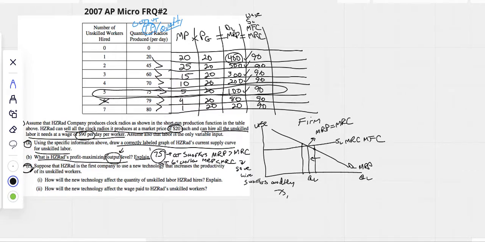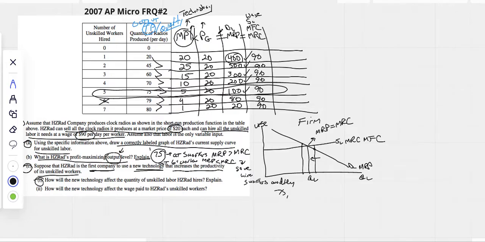Anyway, suppose that Hazrat is the first company to have new technology that increases the productivity of its unskilled workers. How will this new technology affect the quantity of unskilled labor that Hazrat hires? Now, between marginal product and price of the good, which one is affected by technology? If Hazrat is the only company with the new technology, wouldn't we imply that their marginal product of all their workers would go up? Technology tends to affect marginal product.